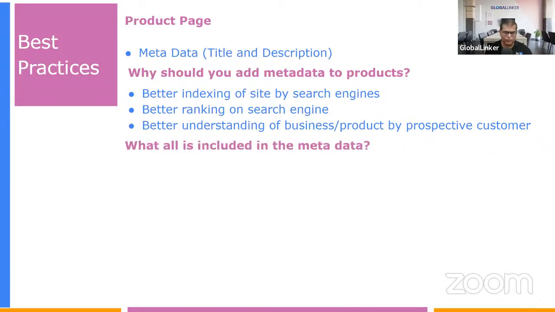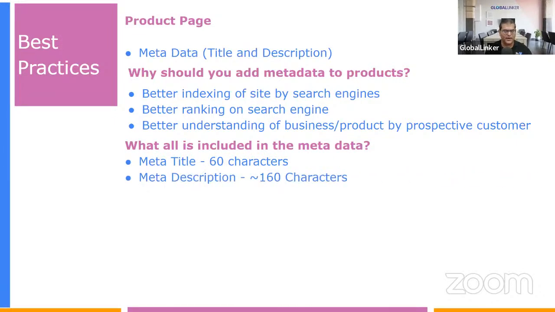What all is included in the metadata? So meta title is 60 characters. Then you have meta description, which is about 160 characters you can add. With respect to meta description, you can go all the way to 320 characters as well, but only 160 are displayed. So that's the critical piece of information. And then you can also add 6 to 10 keywords, although search engines these days don't give that much emphasis to keywords, but they are good to have.